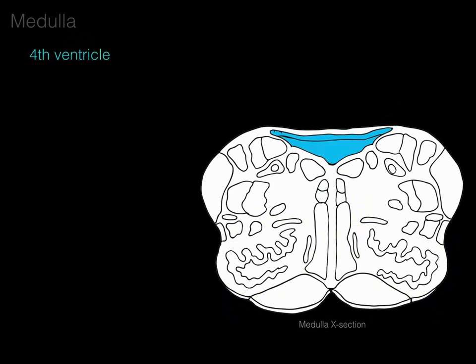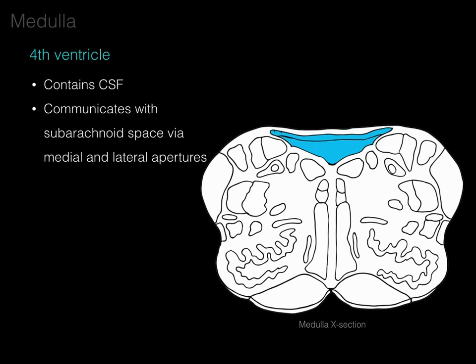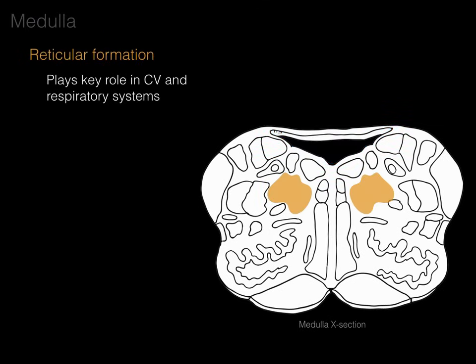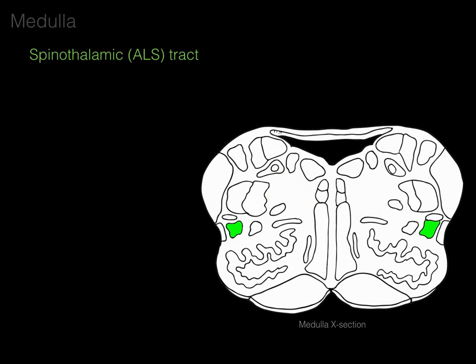At the back of the medulla is this fourth ventricle, which contains cerebrospinal fluid, and the fourth ventricle is where the CSF communicates with the subarachnoid space via the medial and lateral apertures of Magendie and Luschka. Okay. Now, in orange there is the reticular formation, which you'll notice we talked about in midbrain and pons, and now medulla, which plays a key role in cardiovascular and respiratory systems. All right, in green is the spinothalamic tract, or the ALS tract.